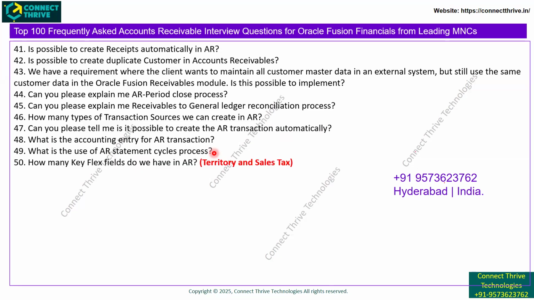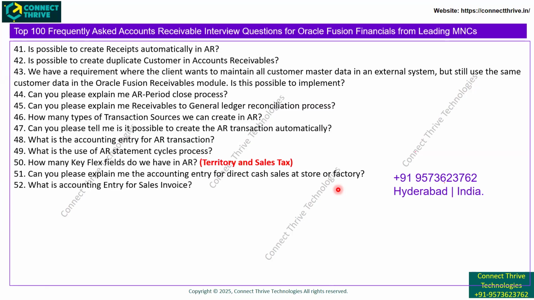How many key flex fields do you have in AR? Such as territory and sales tax. Next, can you please explain the accounting entry for direct cash sale transaction at a store or a factory? Let's assume in MDH, any wholesalers or distributors come to the factory directly and buy the spices. So in this case, how will we record this kind of entry? I will show you in a separate video, but it's a good entry question.